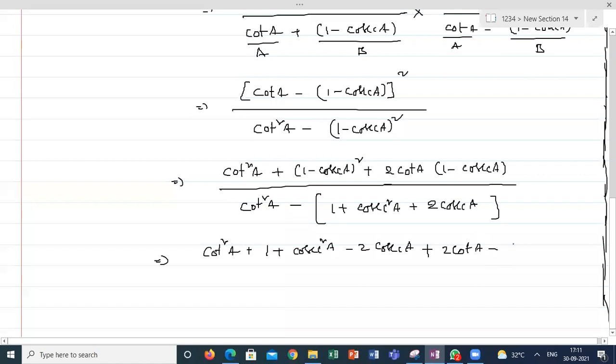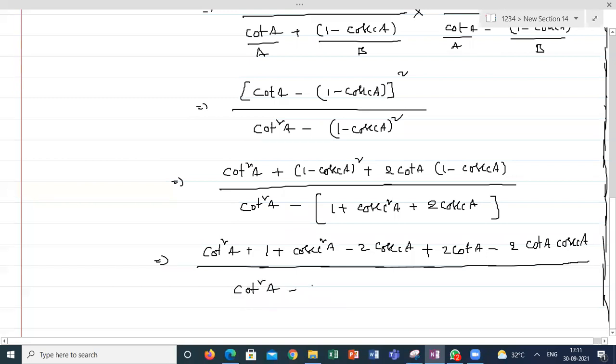minus 2 cot A cosecant A, divided by cot square A minus 1 minus cosecant square A minus 2 cosecant A. No, this is minus, so minus of minus is plus 2 cosecant A. This is how I left it.